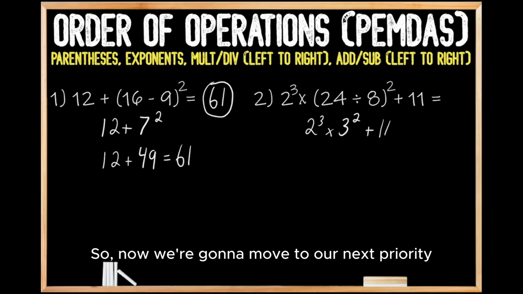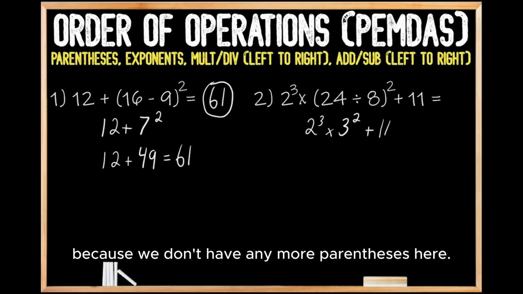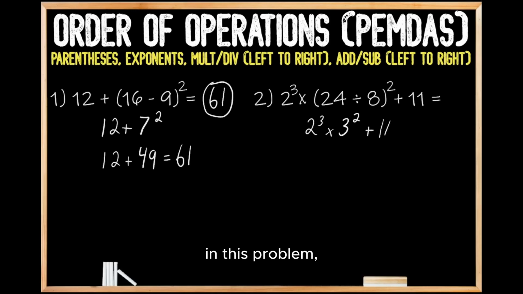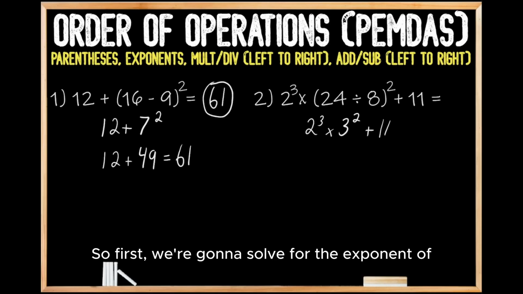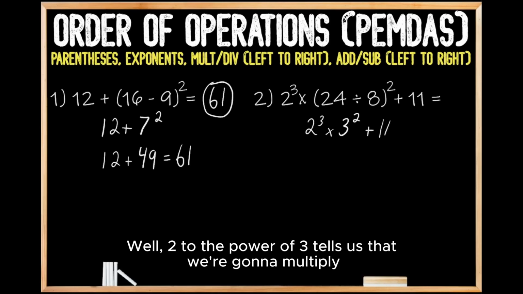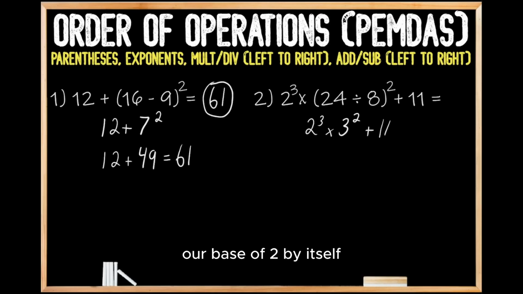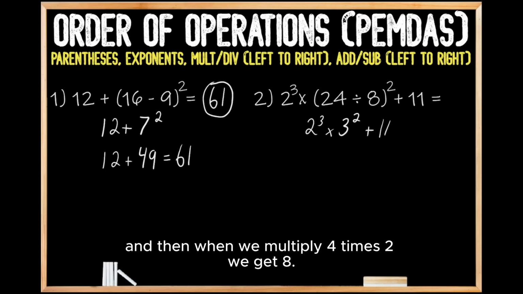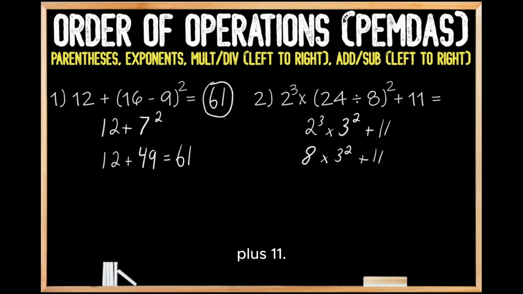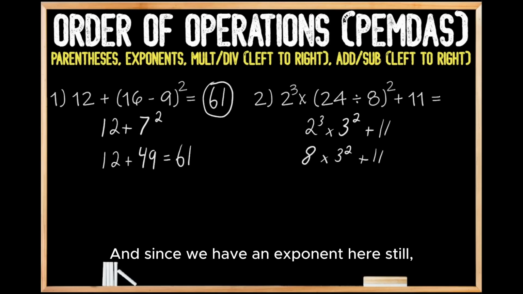So now we're going to move to our next priority, which is our exponents, because we don't have any more parentheses here. And since we have 2 of the same priority in this problem, we're going to work through from left to right. So first, we're going to solve for the exponent of 2 to the power of 3. Well, 2 to the power of 3 tells us that we're going to multiply our base of 2 by itself 3 times. So when we multiply 2 times 2, we get 4, and then when we multiply 4 times 2, we get 8. And then we're going to bring down the rest of this problem, so we have times 3 squared plus 11.